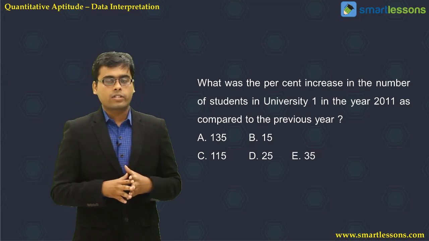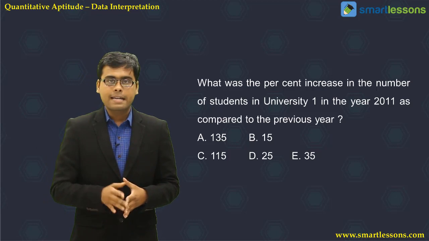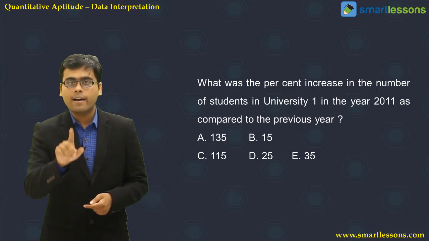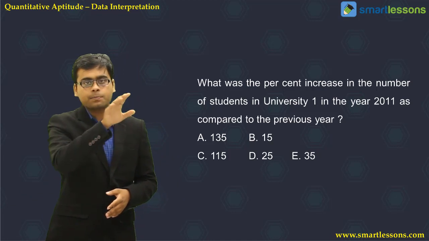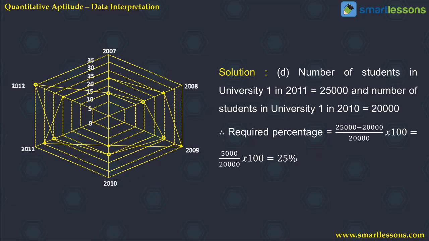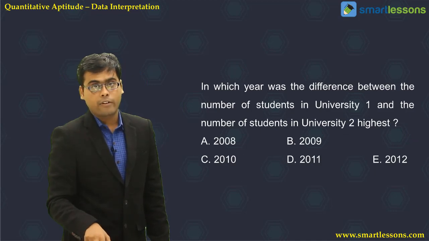What was the percent increase in the number of students in University 1 in the year 2011 as compared to the previous year? So the number of students in University 1 in 2011 is 25,000. Why? Because it is lying on the hexagon which is represented by 25. And the number of students in University 1 in 2010 is 20,000. So what is the percentage? The percentage is 25,000 minus 20,000 by 20,000 into 100. If you calculate, you will get 25%. So the percentage increase is 25%. So that means option D is the right option.